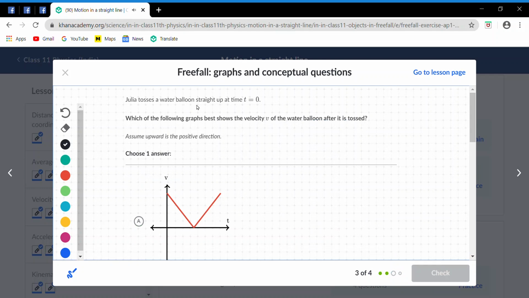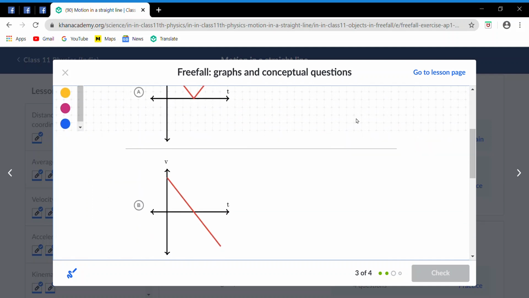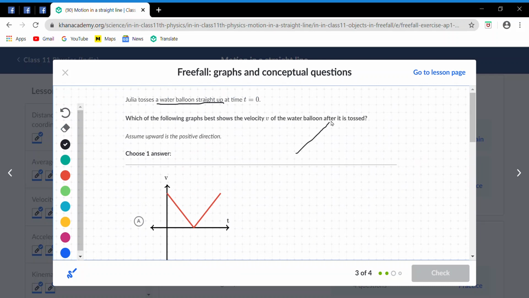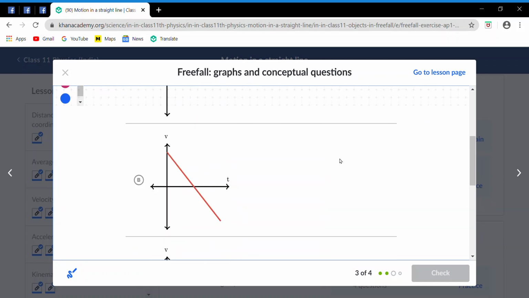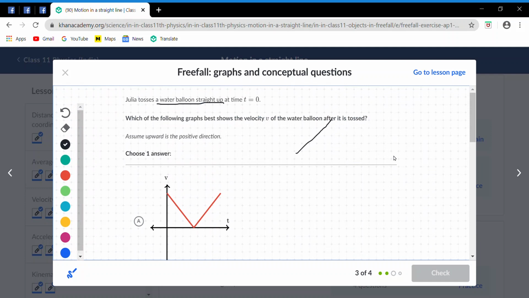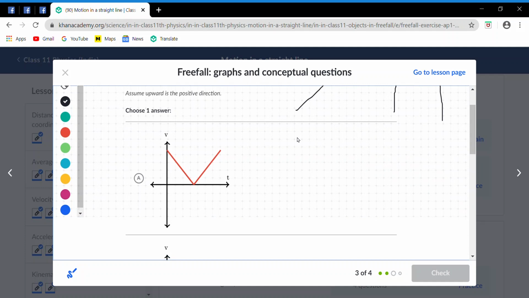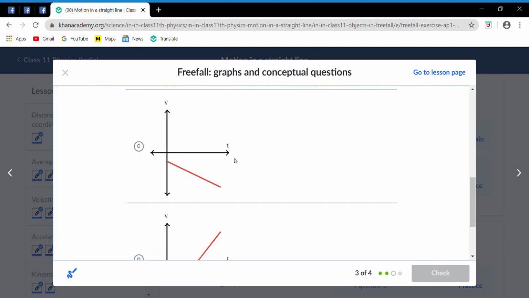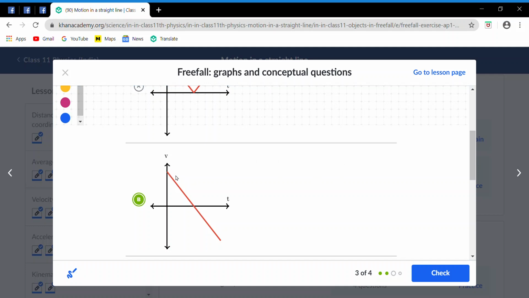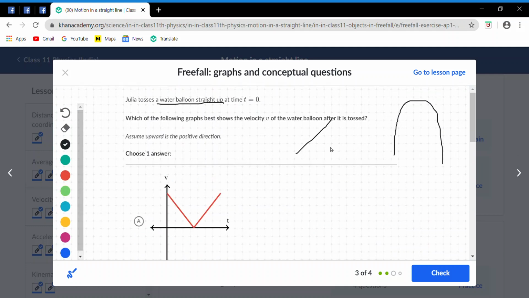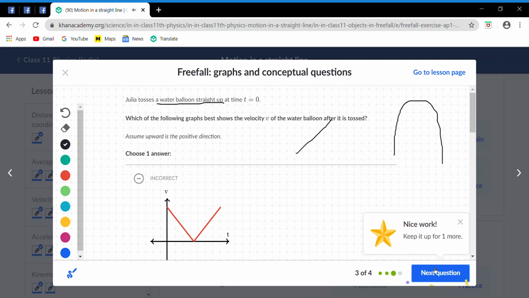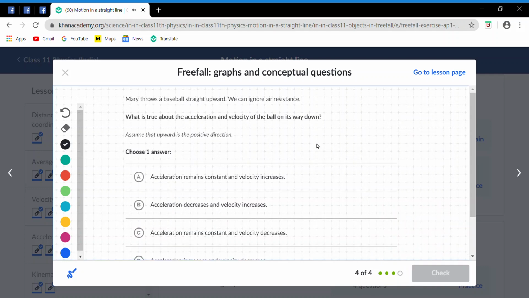Julia tosses a water balloon straight up at a time of t equals 0. Which of the following graphs best shows the velocity v of the water balloon after it is tossed? So first we make it go positive, and then after it is tossed, it goes down like this. So first it is positive, then it is negative. So positive, then negative, and acceleration remains constant. So let's check. Correct.